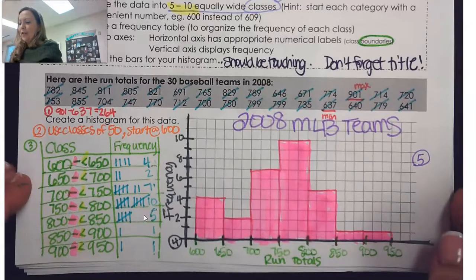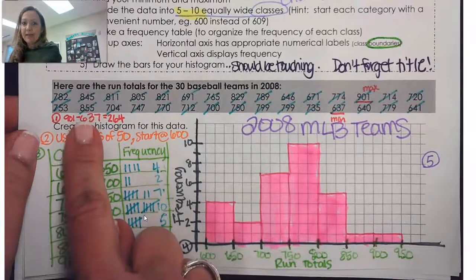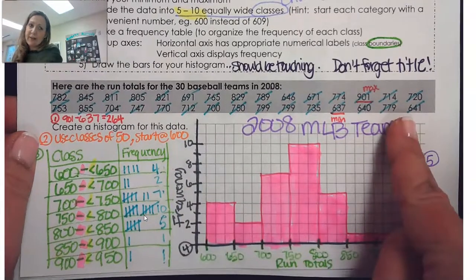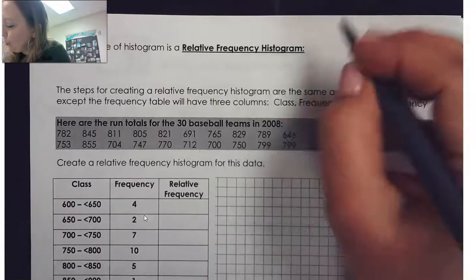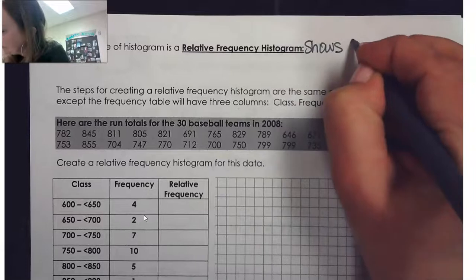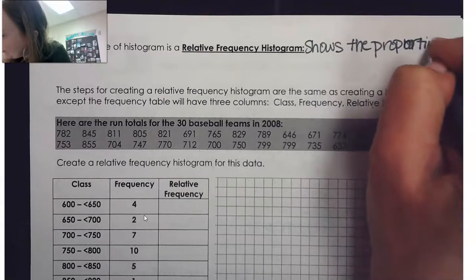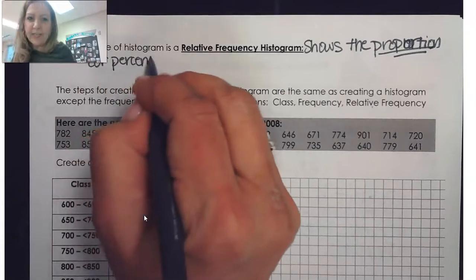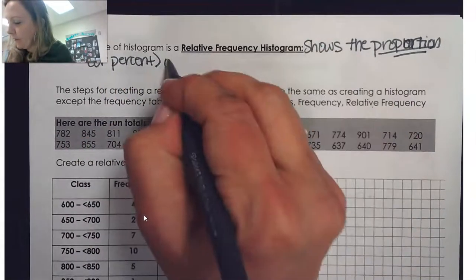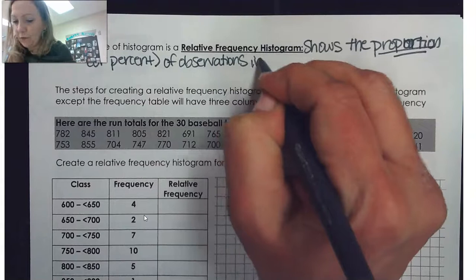Okay. So that's how we make a histogram. And again, these are numerical variables. These measured the number of runs that each team had. So now let's look at a relative frequency histogram. And a relative frequency histogram shows the proportion, or percent, we've used those kind of interchangeably, of observations in each class or chunk of data.